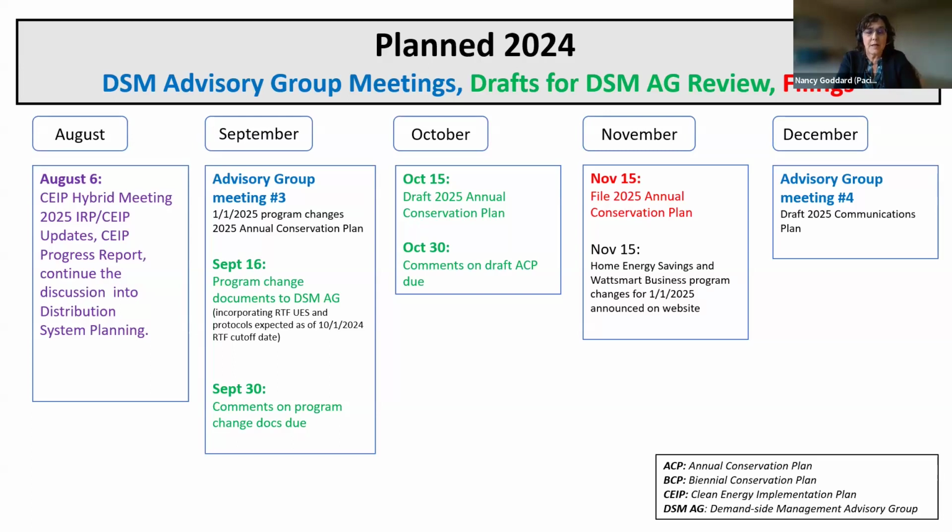And lastly, I just wanted to say that the slides from our past DSM advisory group meetings are available on the Clean Energy Transformation Act page on pacificorp.com, and we can get you the link to that if you need. And with that, I just open it up for questions, or if we can move to the next advisory group if folks prefer.